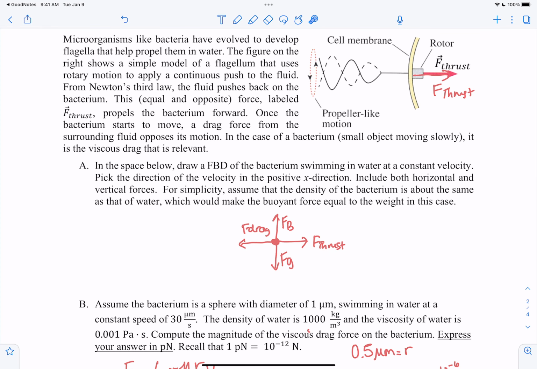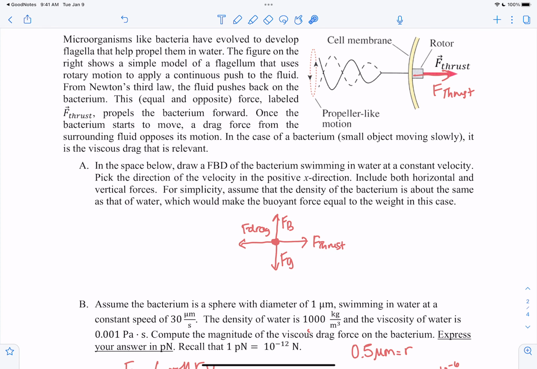From what I've seen so far, people are losing around half a point to a point max for not labeling axes if they're required, or not labeling that there's a tilted coordinate system. So please do that. But yeah, that's part C.